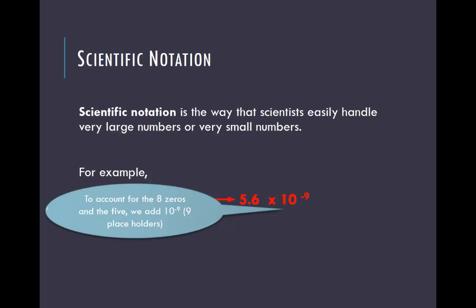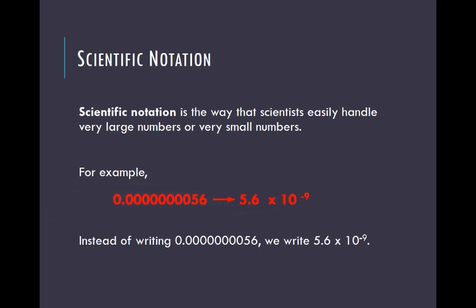And if you do 10 to a negative number, you're making the number into a small number, less than 1, greater than 0. But if you go ahead and make a positive power to the 10, it's going to be a large number as you're going to move the decimal to the right. Okay, so instead of writing 0.00000000056, we can then write 5.6 times 10 to the negative ninth, and it represents the same thing.